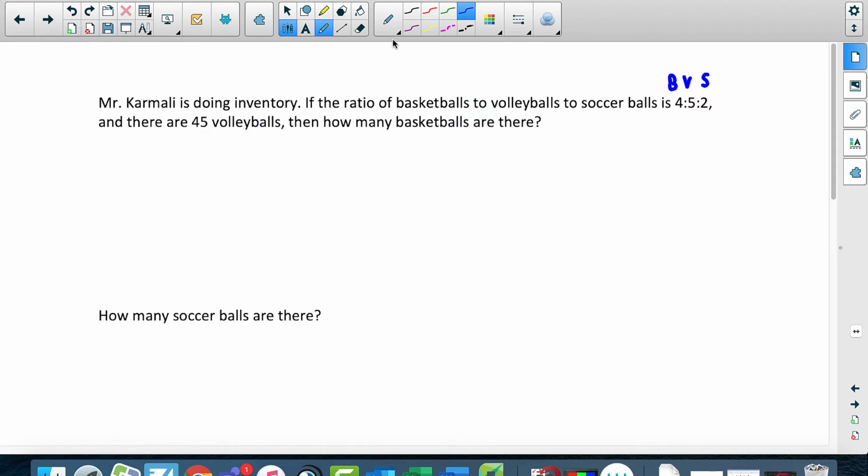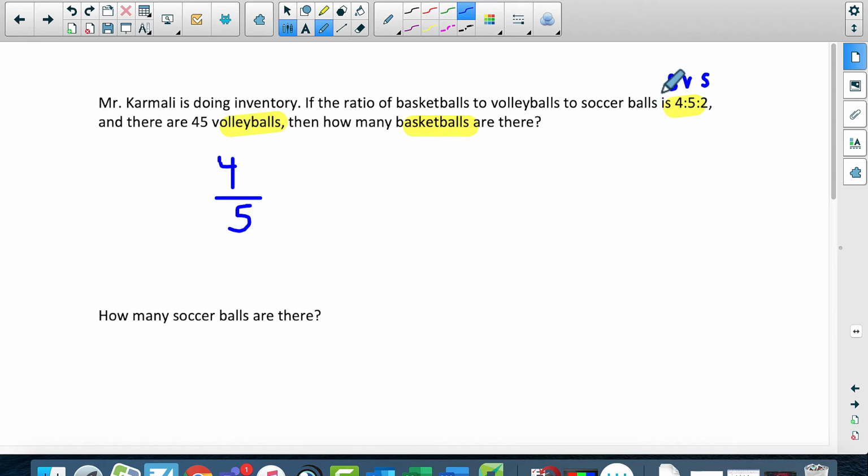So how are we going to do this? Well, if you look at it, it tells us volleyballs. We want to know basketballs. The soccer balls don't even really matter in this question. So why don't we just ignore the soccer balls and just worry about the 4 to 5 part of it. So when you have a 3-term ratio, sometimes you're just going to ignore one of the numbers at first. So that's what we're going to do. We're going to just look at 4 to 5, which of course I'm going to write as 4 over 5.